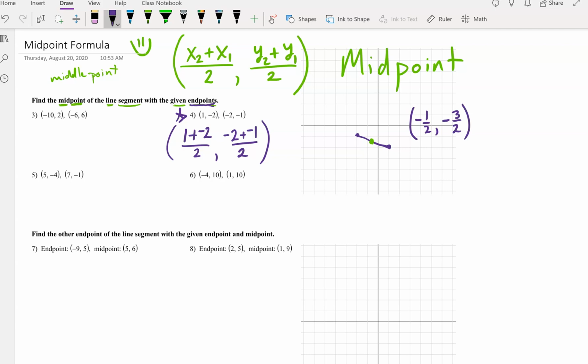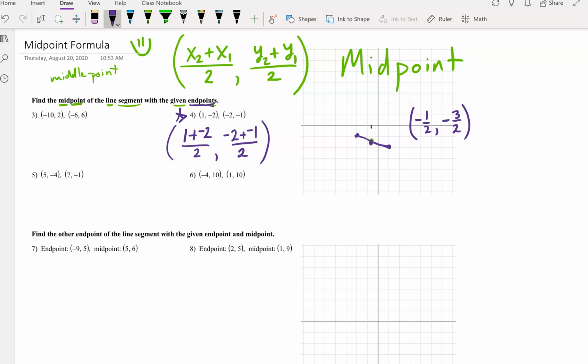And let's see if that looks about right. Okay, let's plot this point. -1/2 goes to here, and -3/2 is like -1.5, so that comes down, and there it is. There is the midpoint between these two endpoints. Pretty slick. Okay.